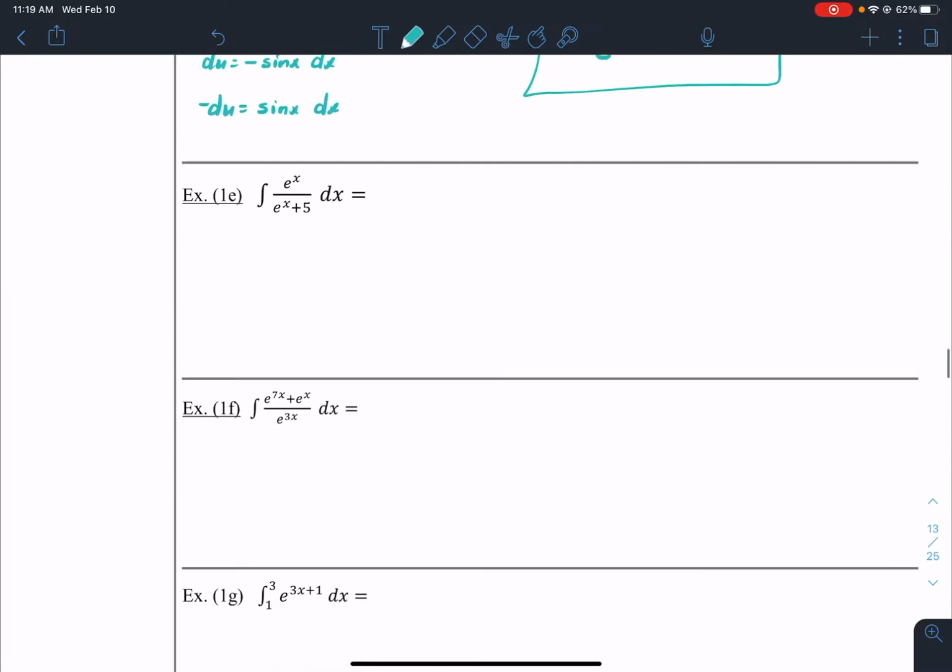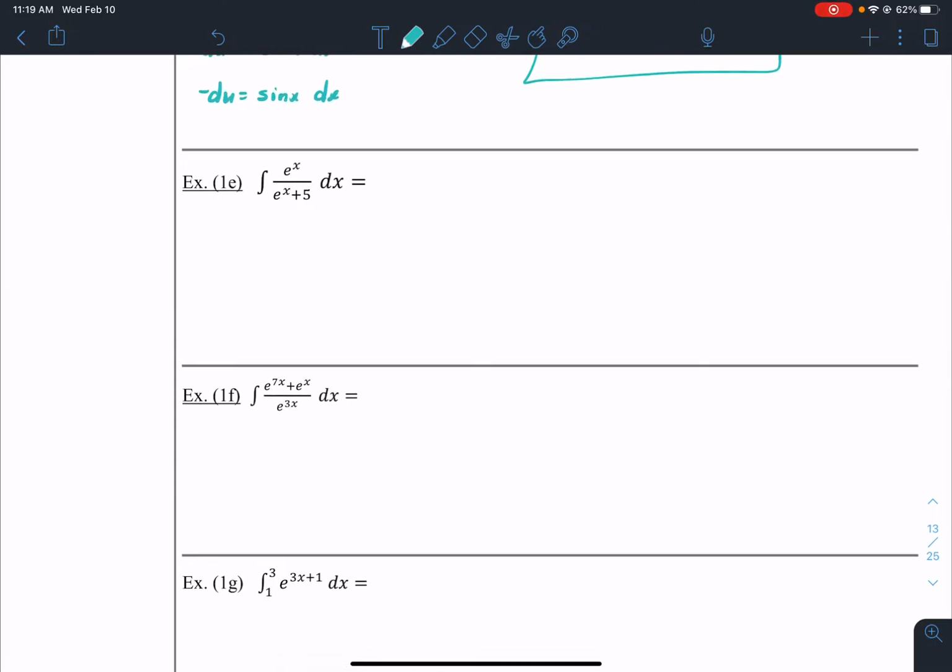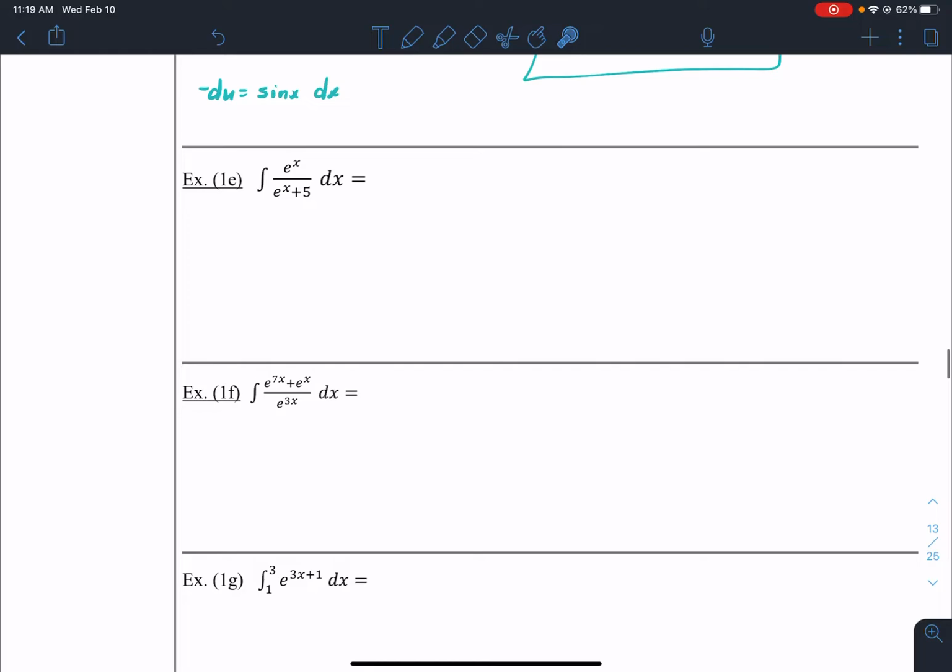Now let's look at some where the u is not going to be the inside or the exponent part. That's always going to be your first step. You're going to look and see, can I establish u as being the exponent? But in this case, I have two of them. So anytime you have two exponentials, something else is going on. There's going to have to be some sort of manipulation.